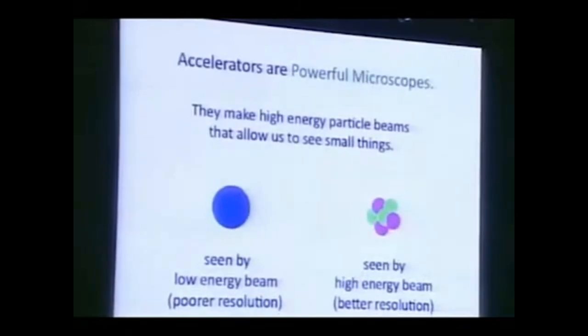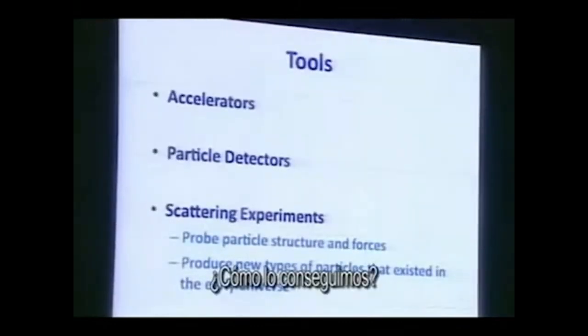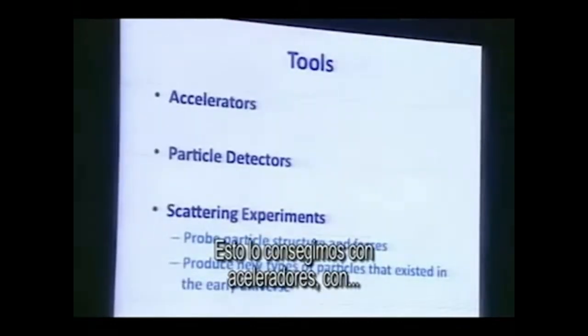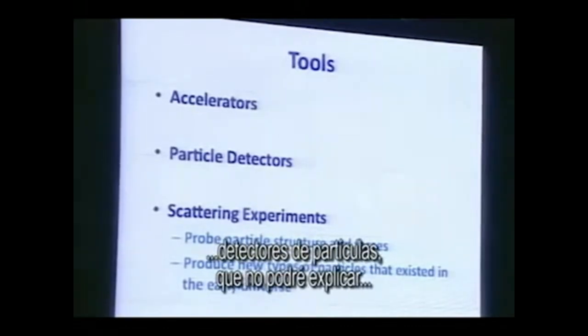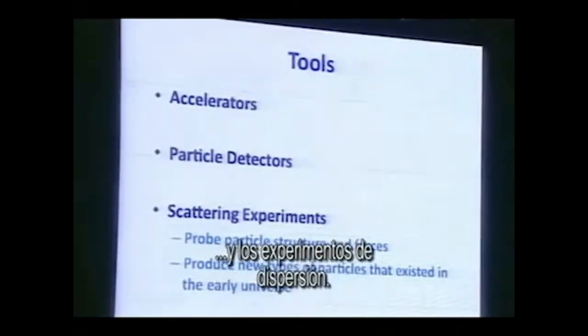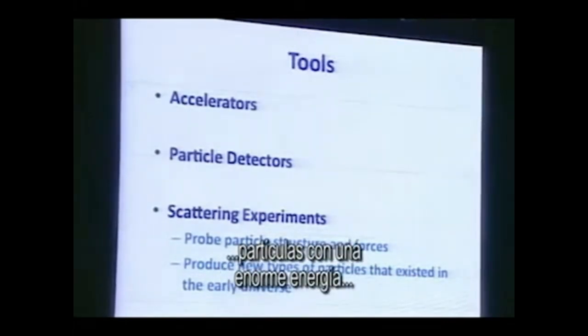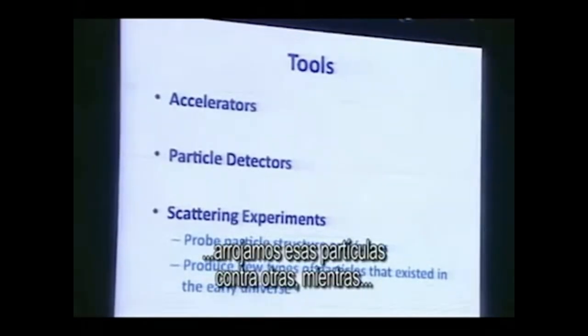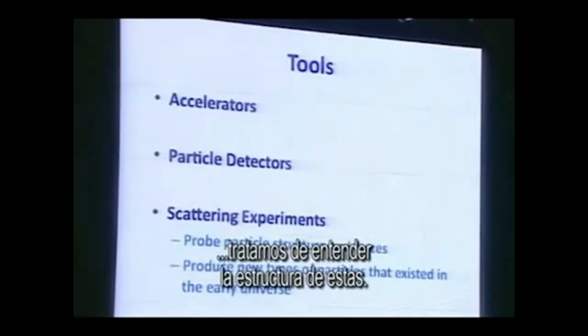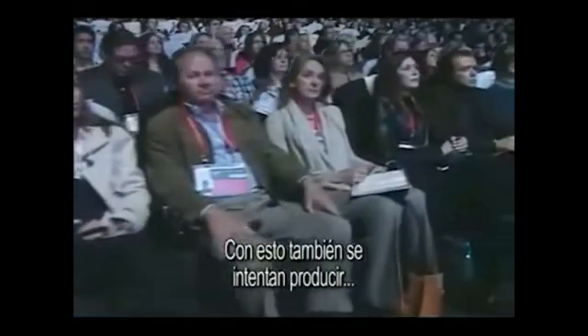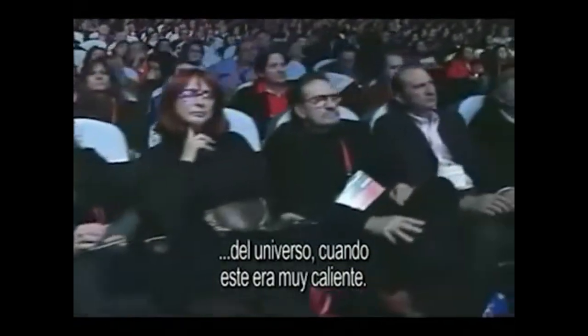So how have we done it? We've done it with accelerators, with particle detectors, which I don't have time to discuss, and so-called scattering experiments. The idea is to have the accelerators accelerate particles to enormous energies and bang these particles against other particles, and try to understand the structure of the particles, and also produce particles that only existed at the very beginning of the universe, when the universe was very, very hot. So that's what we try to do in the laboratory.